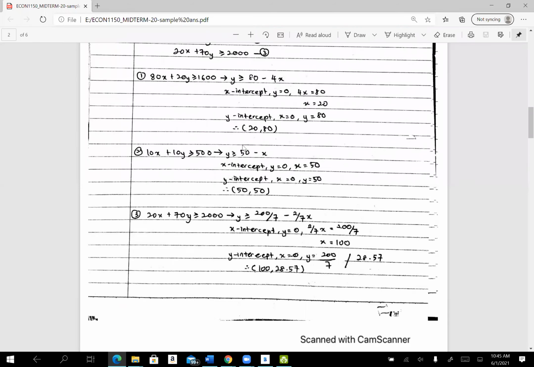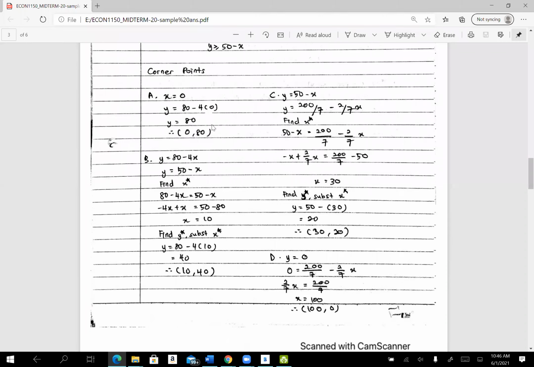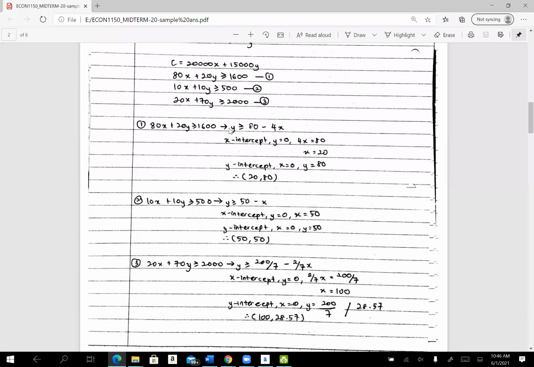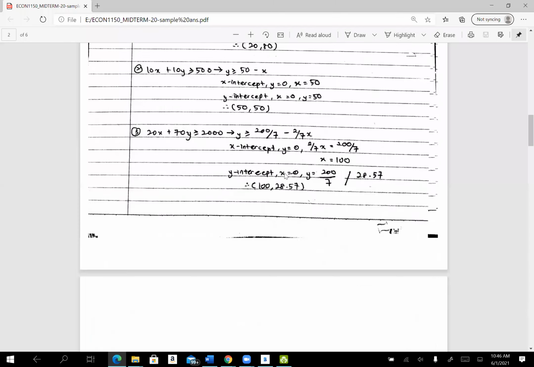So she already simplified it for us. And then the other equation is the inequality number 1. This one she already simplified for us. So that's why we get y equal to 80 minus 4x, y equal to 50 minus x. So that is from inequality number 1 and inequality number 2. So you get the point 10, 40.